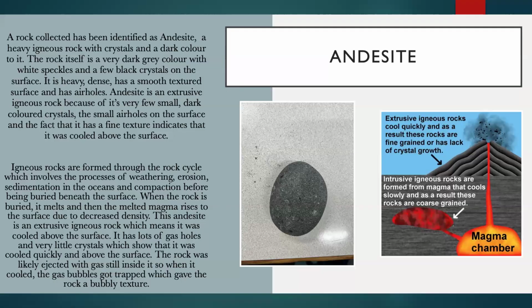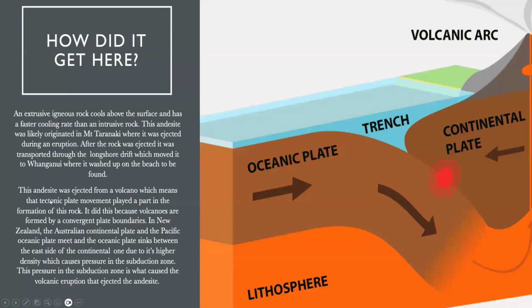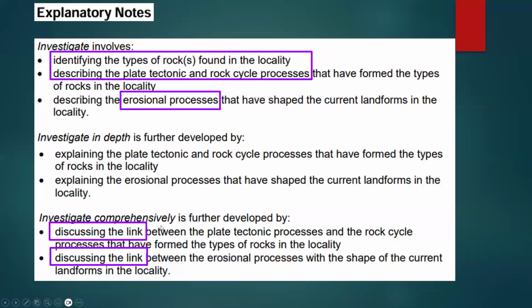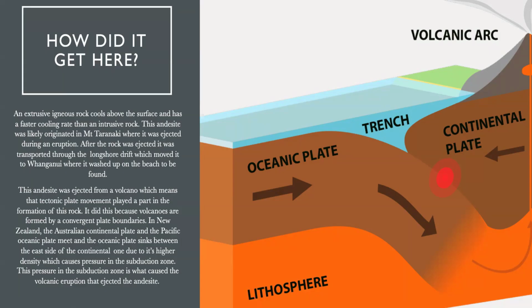Yeah. And then, here's where more of that rock cycle process comes into it. Clear links to volcanic eruptions, the plate tectonic setting. So I'll just read this. In New Zealand, the Australian continental plate... back to the standard. We see it there in the excellence criteria, discussing the link between the tectonic processes and the rock cycle. Okay, so we felt pretty happy. This isn't the entire piece of work, but we felt pretty happy that at the excellence level they were discussing how the rocks had formed.